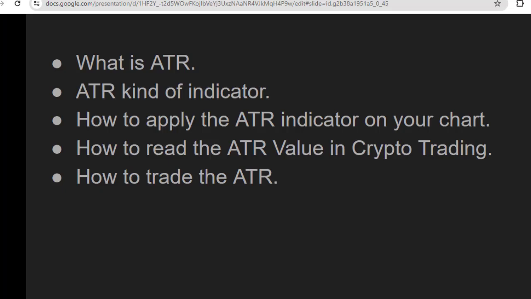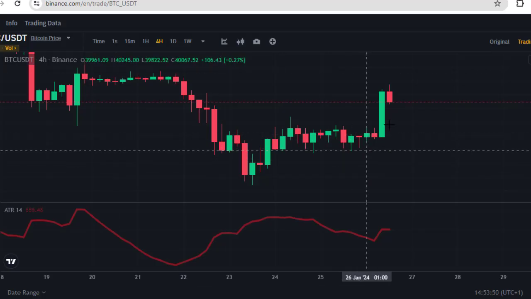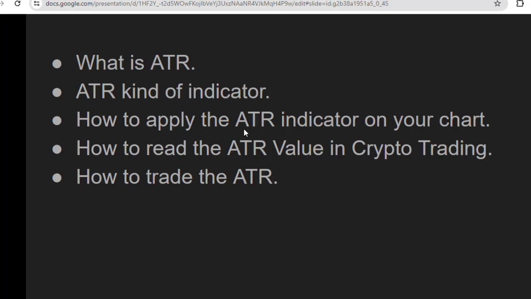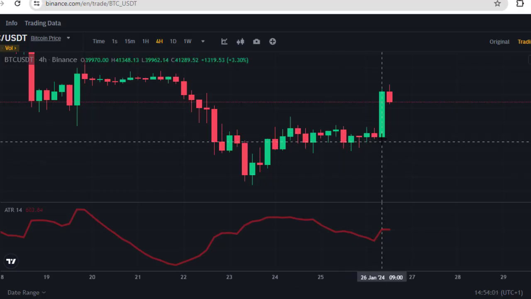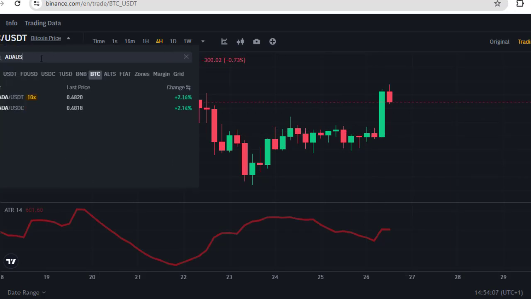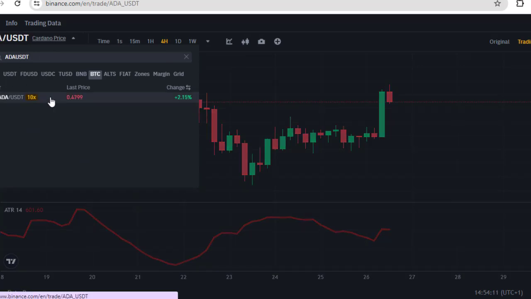So this is very important. See, we already applied the ATR indicator on our chart. You know how to do that. And the next thing right here is how to read the ATR value on the crypto chart. I already talked about that, but if you look at this very area, I want to take another pair like ADA USDT so that you can better understand what I'm talking about.